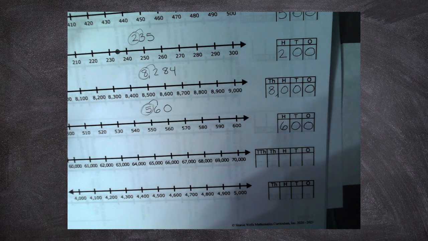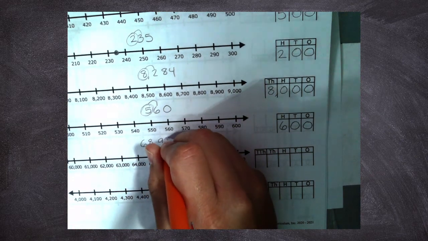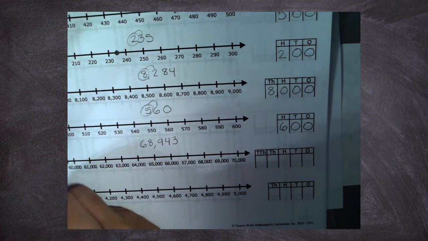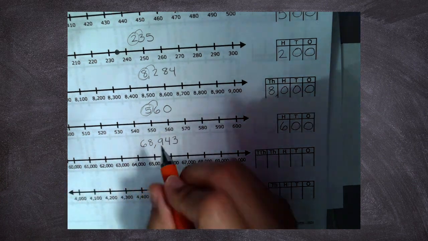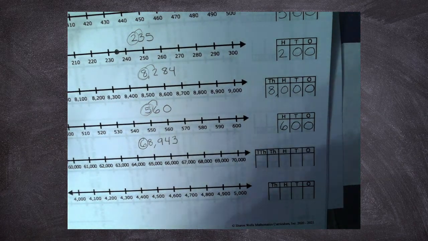Problem E tries to scare us again by giving us a big number. Didn't work. Again, no matter how big the number is, no matter what place value you're rounding to, it all works the same. This time, we're rounding 68,943. And we have to round to the nearest 10,000. Again, it does not matter how big the number is. It does not matter what place value you're rounding to. It all works the same.